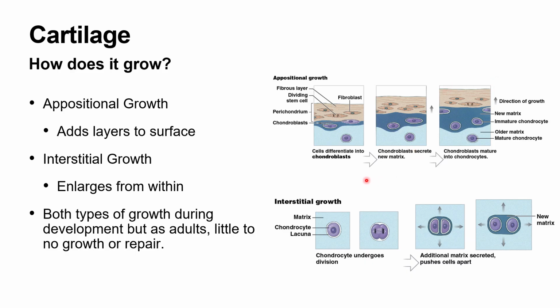When it comes to our interstitial growth, though, this is going to be where our cartilage is going to grow from within. So we see this happening over here where our chondrocytes actually just go through their own process of division, of mitosis. And as it goes through this mitotic division, it's going to push the resulting daughter cells apart and leave behind new cartilage matrix, new extracellular matrix.